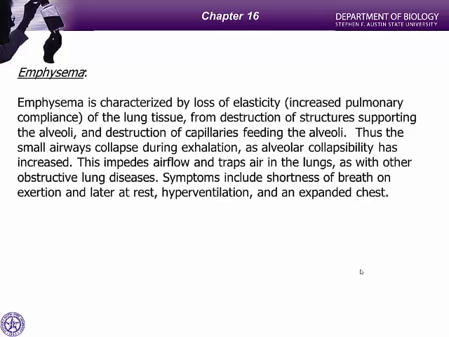And so with the loss of the alveoli, what's going to happen is you have certain symptoms. You're going to have shortness of breath at first when you exert yourself. As the emphysema gets worse and worse because of this destructive disease, you're going to have shortness of breath even when you're resting. This is going to lead to hyperventilation, an expanded chest when you try to breathe, because you're trying to bring in as much air as you can at any one time because you're not getting the oxygen. You're actually starving your body for oxygen.